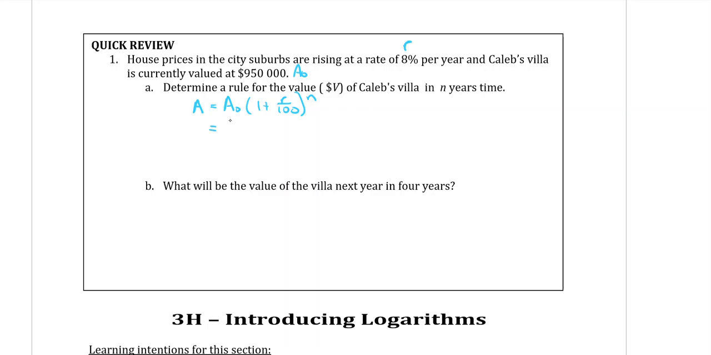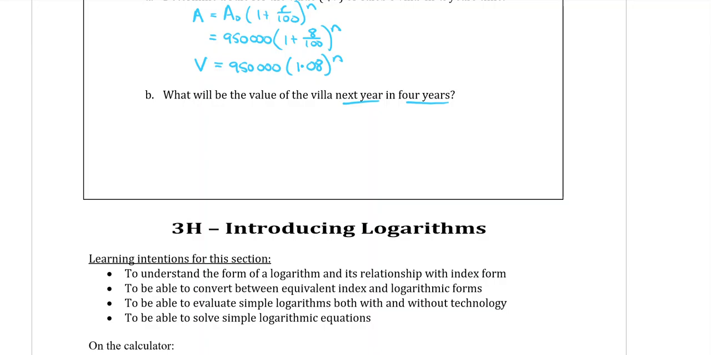Subbing in what I have, A0 is 950,000. Then we have 1 plus 8 over 100 to the power of N. We are asked to call this V for value, equals 950,000, and simplifying that bracket we would get 1.08 to the power of N. So what will be the value of the villa next year and in 4 years? Okay, so I think that's two things that we need to do there.